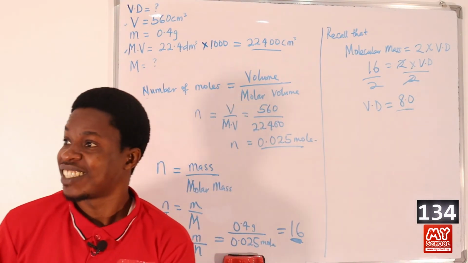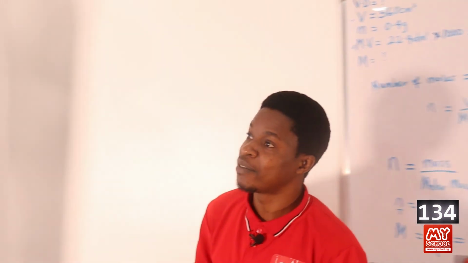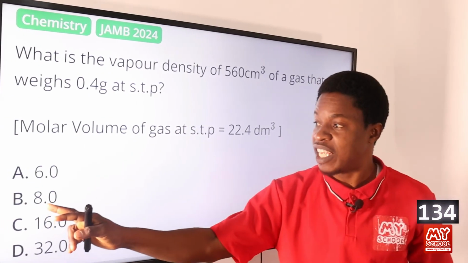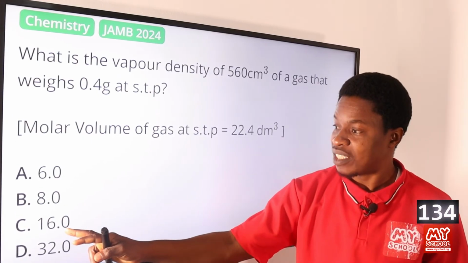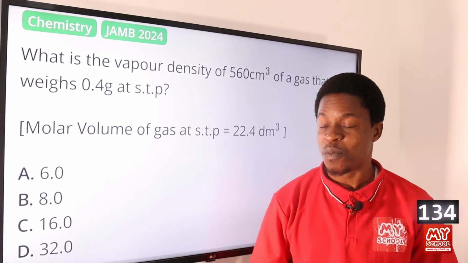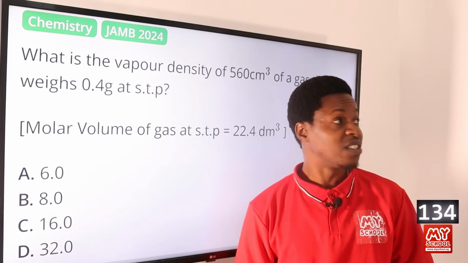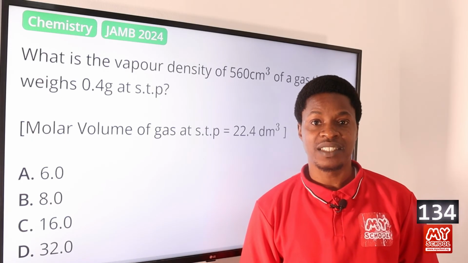So let's look at the screen and see what we have from the options. Option A says 6.0. Option B says 8.0. Option C says 16.0. Option D says 32.0. So the correct answer is 8.0. Option B is the correct answer.